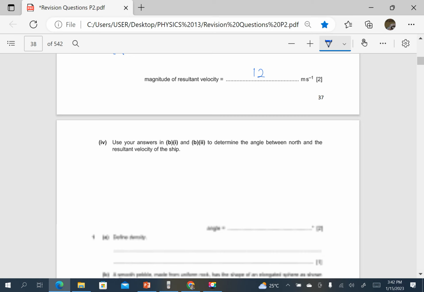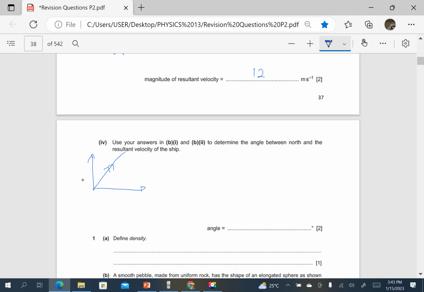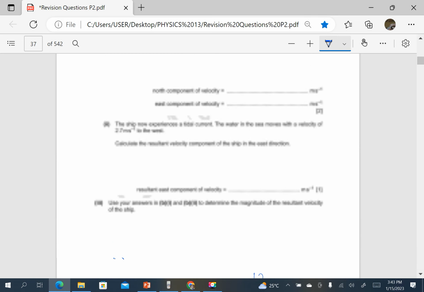Use your answer in B Roman 1 and Roman 2 to determine the angle between the north, remember the north has not changed, and the resultant velocity. This was the east, the resultant is in between the two. So this is the resultant. The north is 11 meters per second, and the resultant is 12 meters per second. So we want to determine the angle between the north and the resultant velocity. Let me see the north.